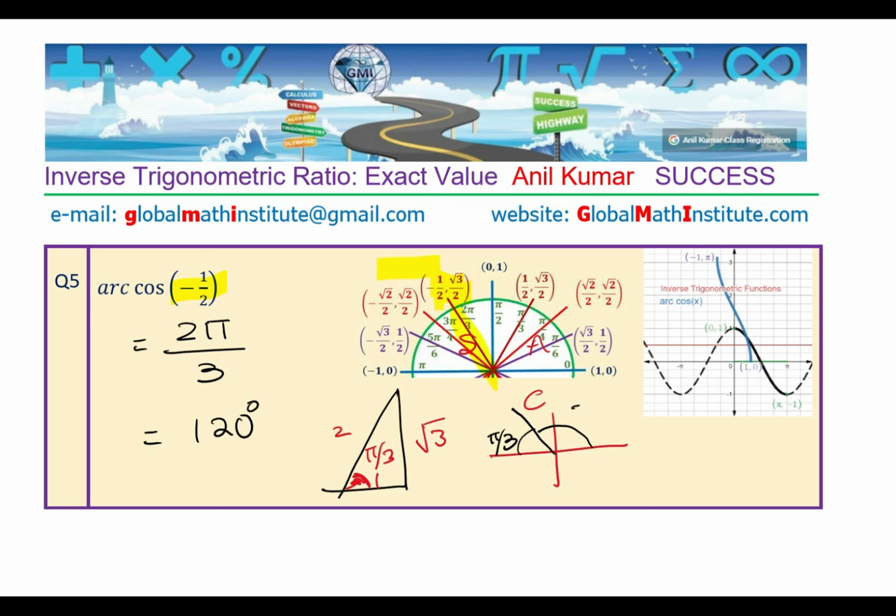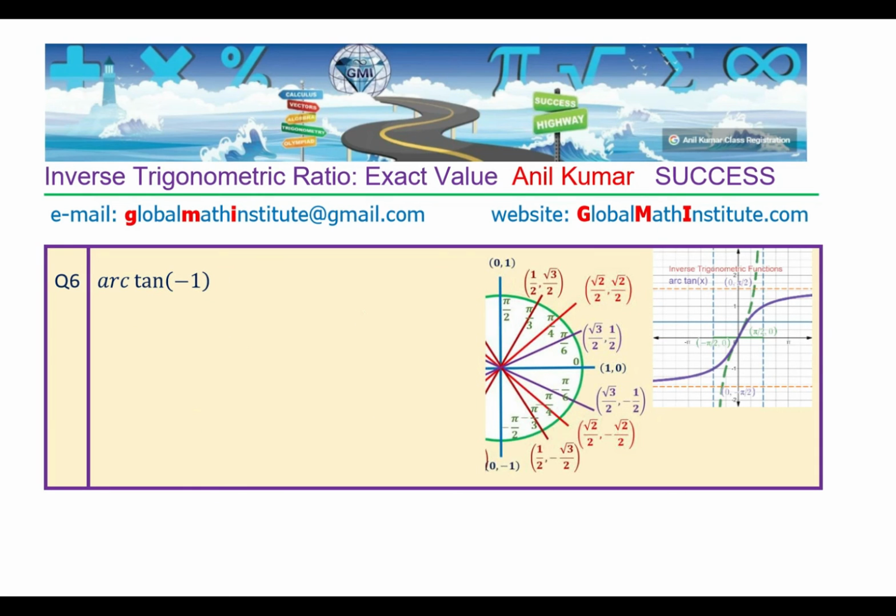The reference angle will be 2 pi by 3, which is your answer. You get the idea? Pi minus pi by 3. That is how you are going to answer the question using special triangles. Correct.